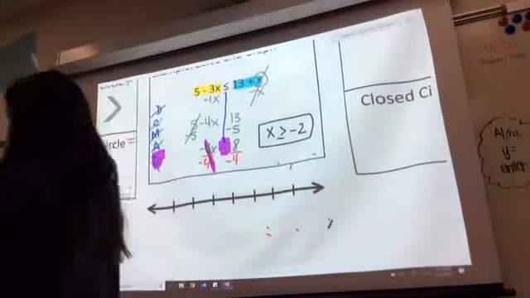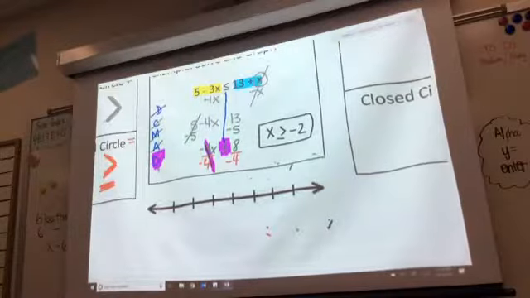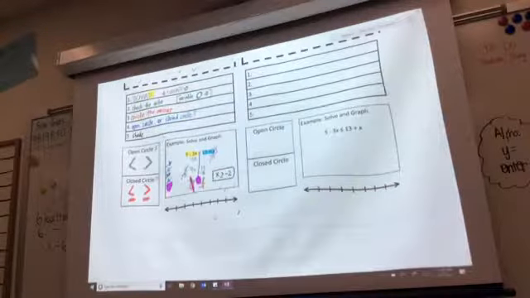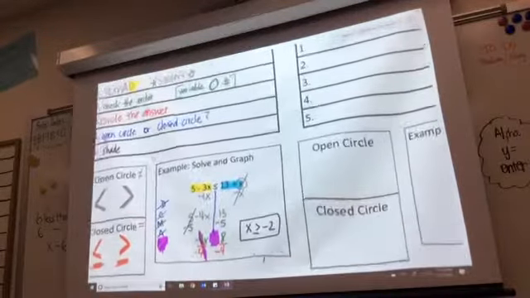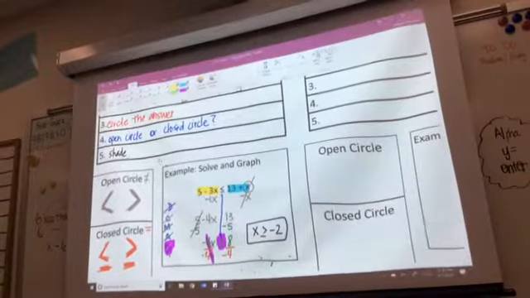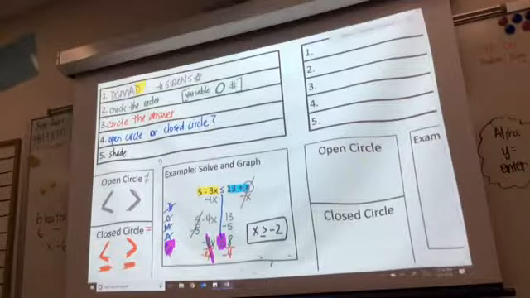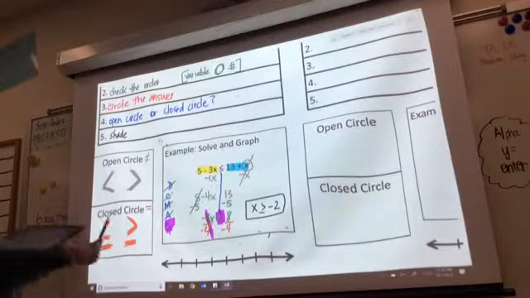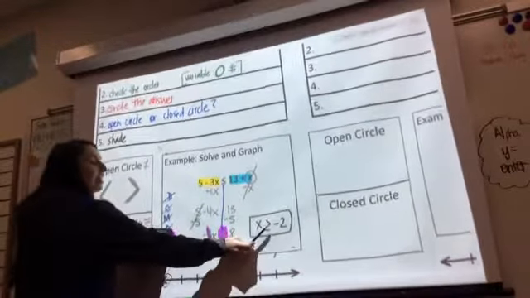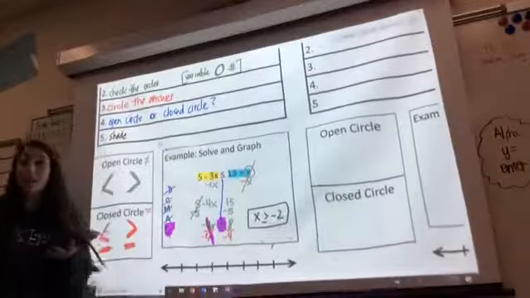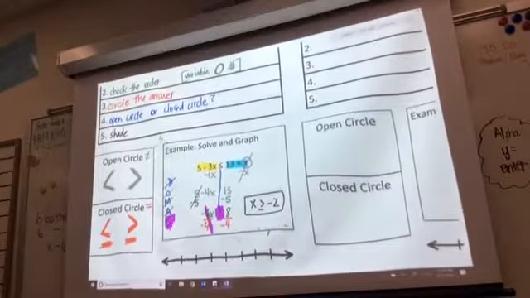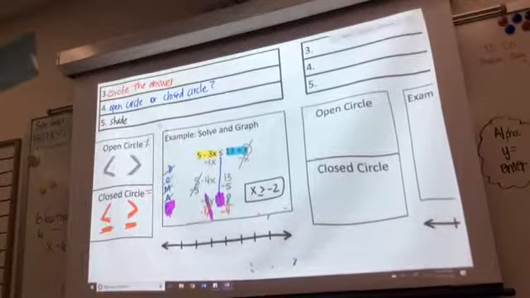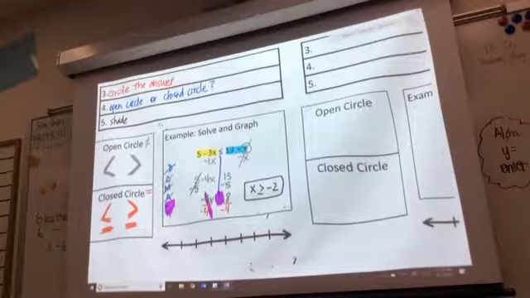So, let's go back to my steps. The first step was to don't call me after dark, which is what you did. Then what? Check the order. There has to be a variable, then a sign, then a number. Is that the way I need it to be? Yes. Perfect. So then on my number line, I need to go circle the answer.